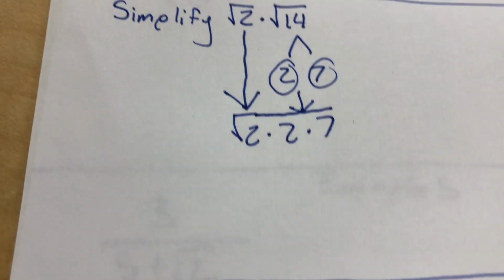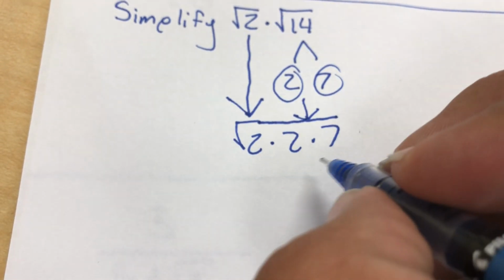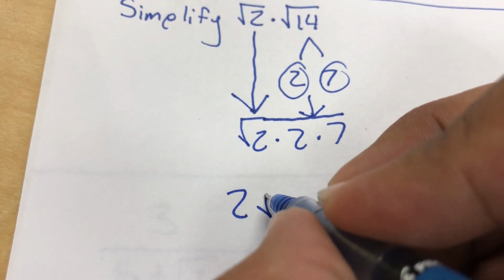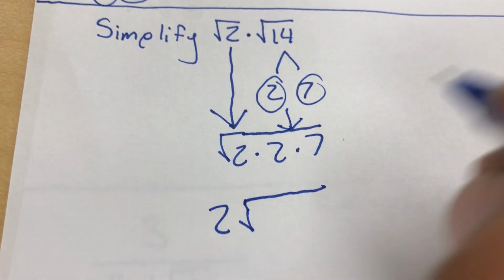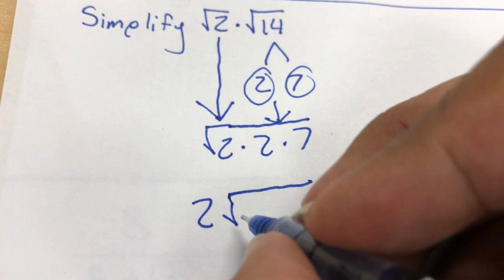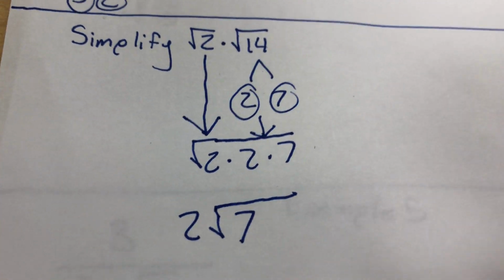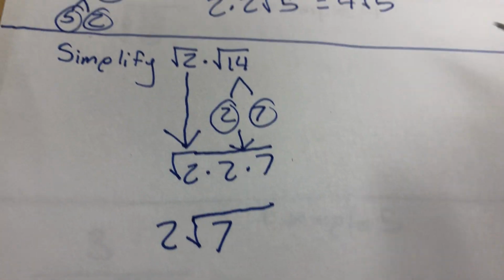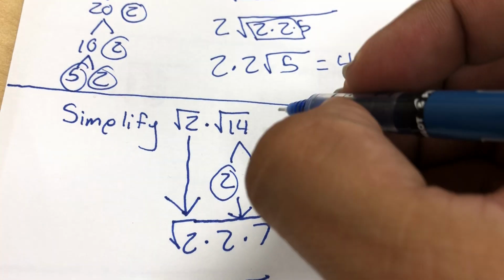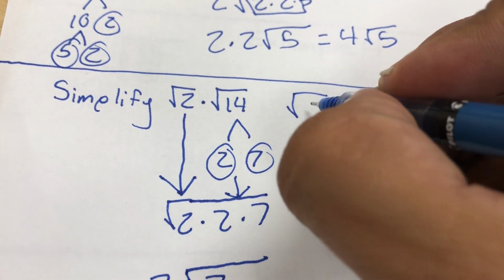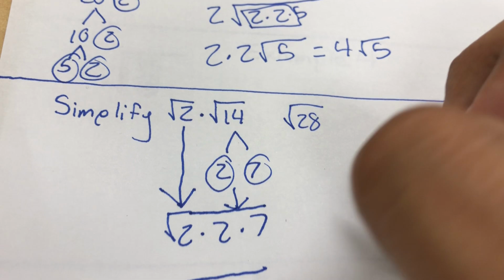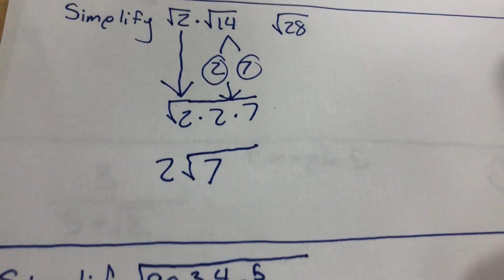So here we go. What's going to be our final answer? There's a pair of 2s right there. They can come out of the house, but they come out as a single pair. So there it is. Then this is a 7. And you're done. Simplifying 2 times square root of 14. So this was actually probably the square root of 28 that somebody split up. So you could do it like that.